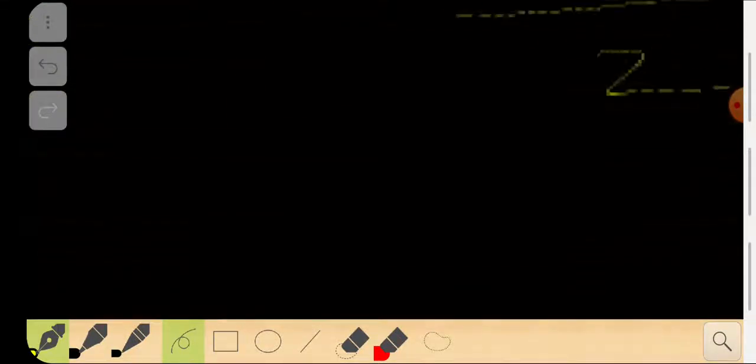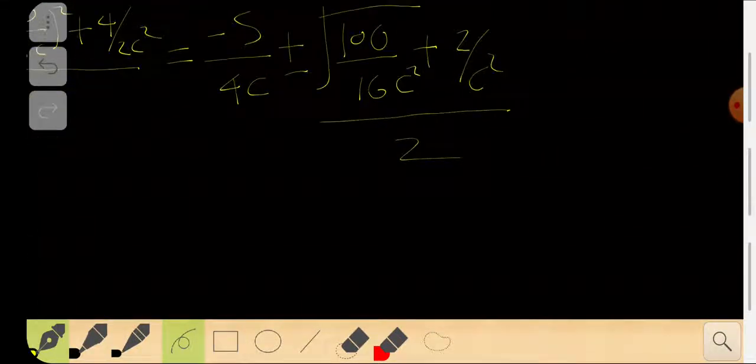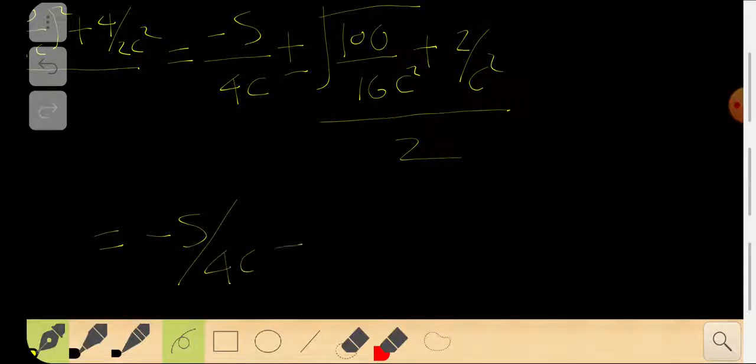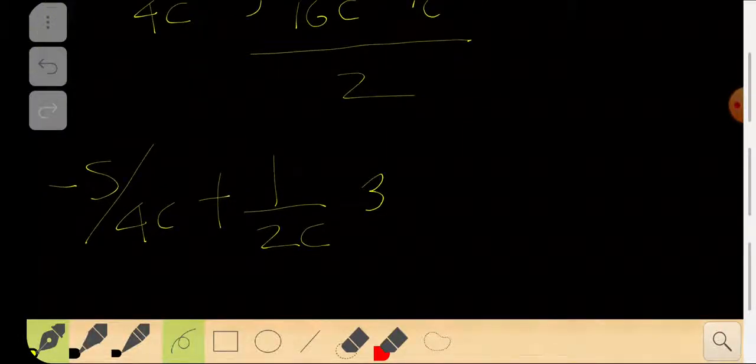Now you can simplify that. You can simplify that: t squared will be equal to minus 5 by 4c plus 1 by 2c, with c squared taken outside, and the square root of 100 by 16 plus 2. That's around 9, I guess, so the square root of that will be around 3, approximately. Okay, I'm doing that anyway.